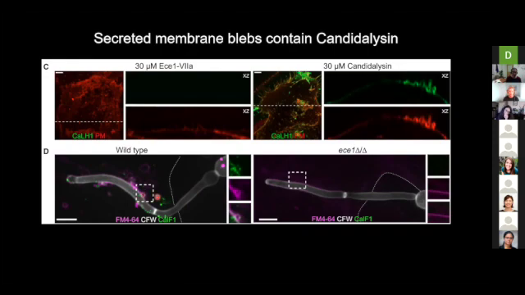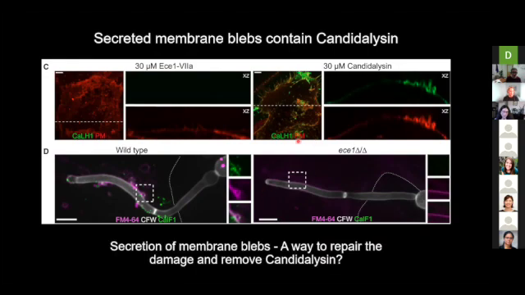So we think that perhaps the epithelial cells are trying to remove the Candidalysin by blebbing like this. But of course, we need to find a mechanism to support this data. So this is the current hypothesis, a way to repair the damage and remove Candidalysin.